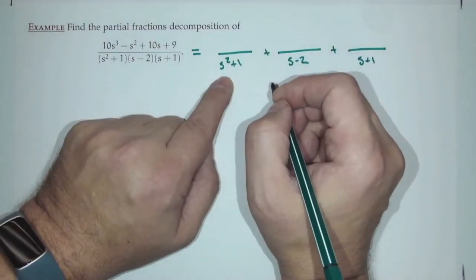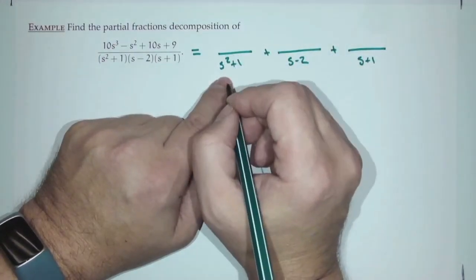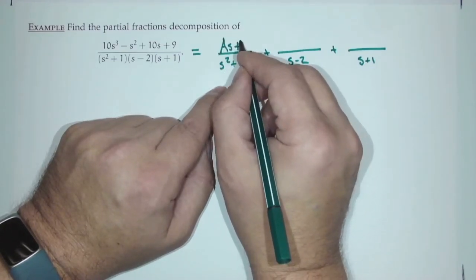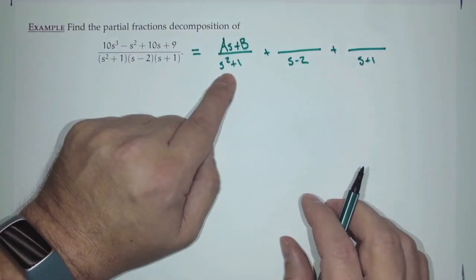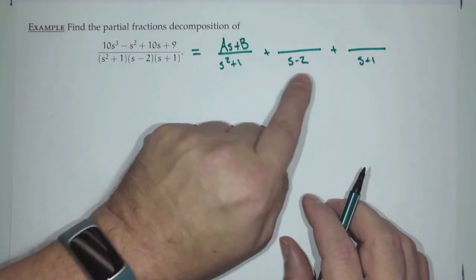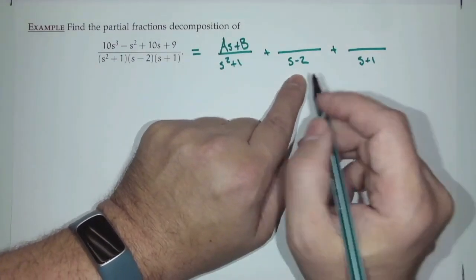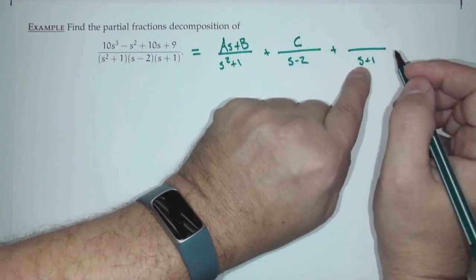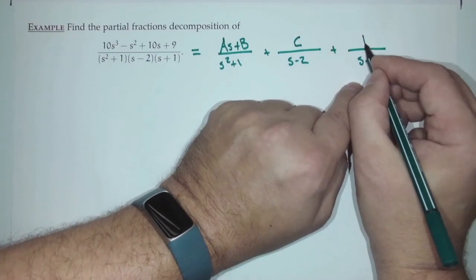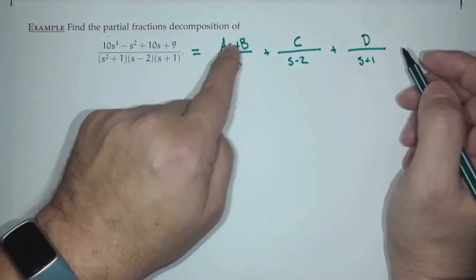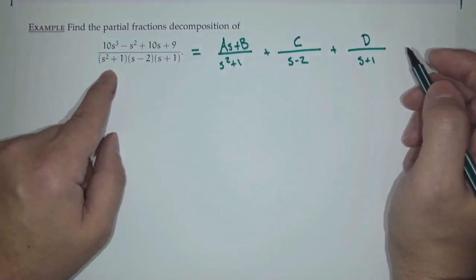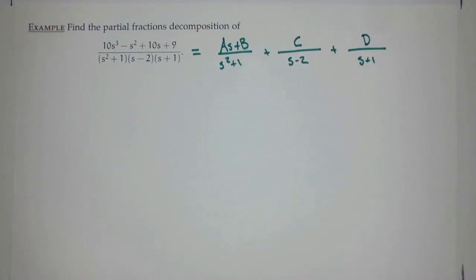What goes on top of the s squared plus 1? As plus b. Because this is that kind of example where it's a quadratic. You can't break down further. How about the s minus 2? C. How about the s plus 1? D. And you'll notice we have 4 things to figure out. What's the degree of the denominator here? 4. That's a good sign.